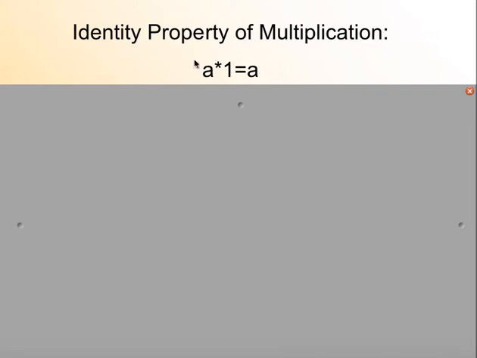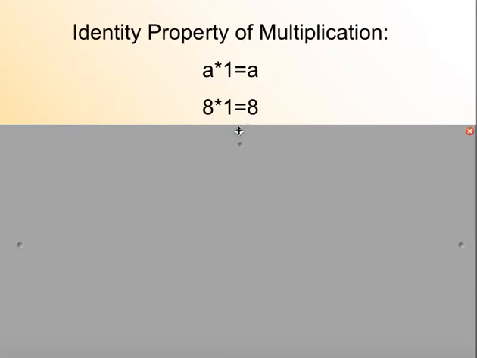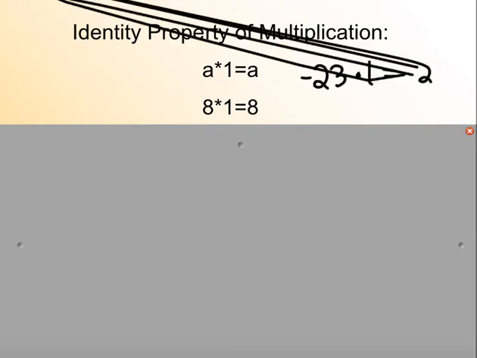If we take any number for a, multiply it by 1, we will still get a. The identity doesn't change. So 8 times 1 equals 8. Maybe we have an example of negative 23 times 1 equals negative 23. Okay. And we have lots of other examples. 143 times 1 equals 143, and so on. All right? Any number times 1 gives us itself.